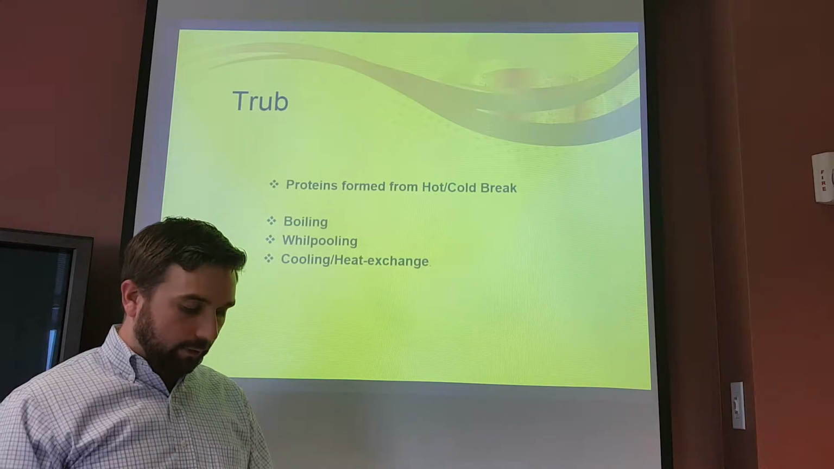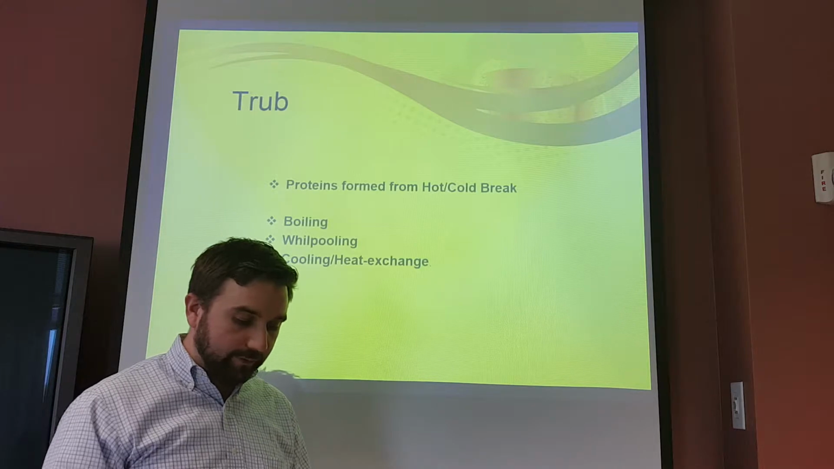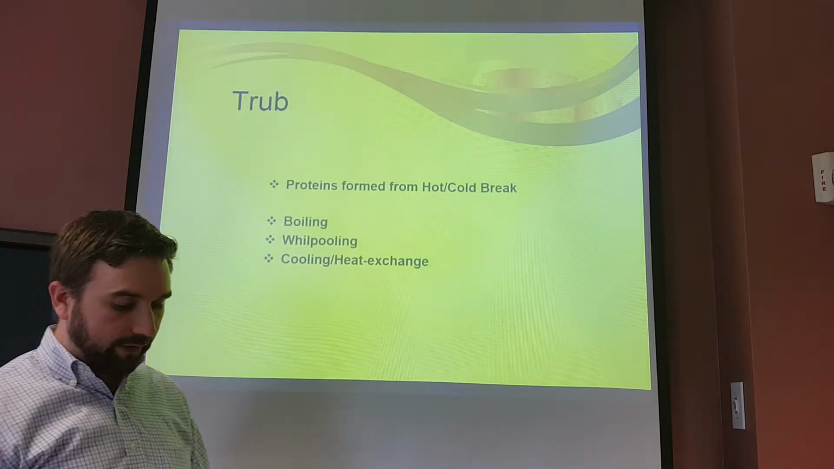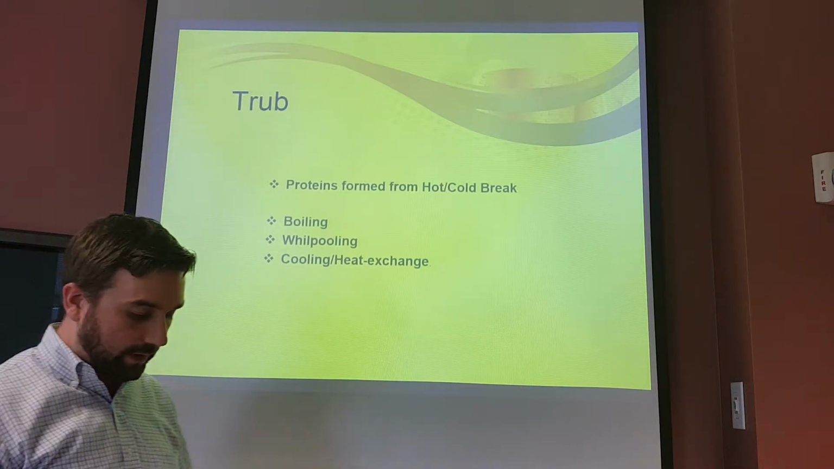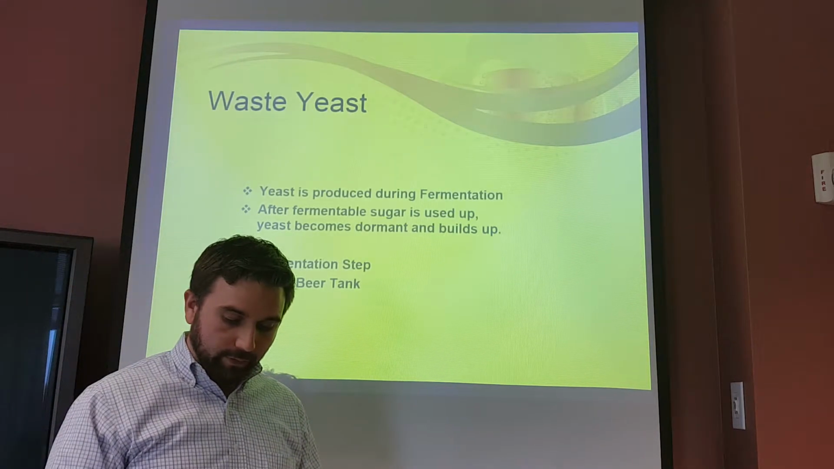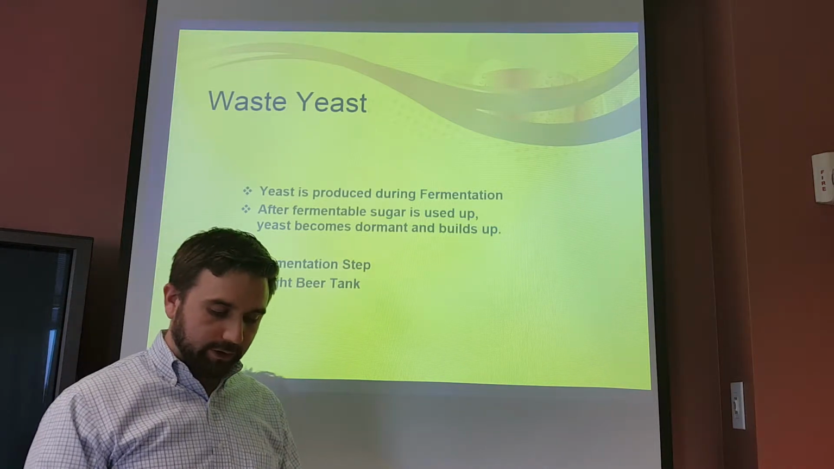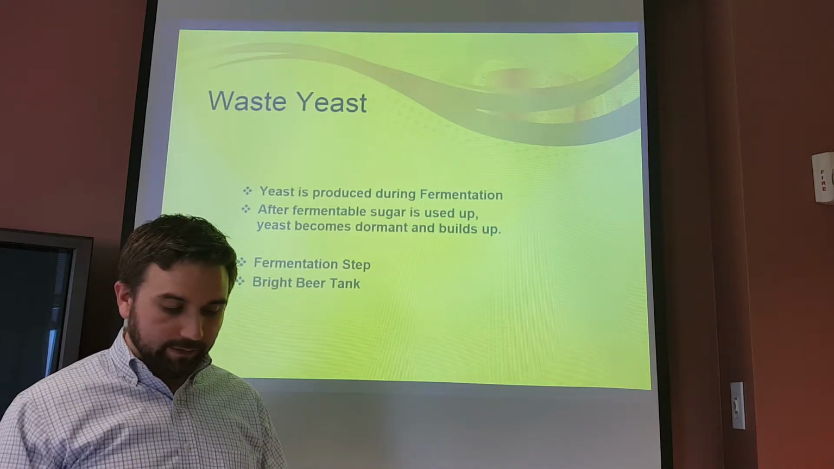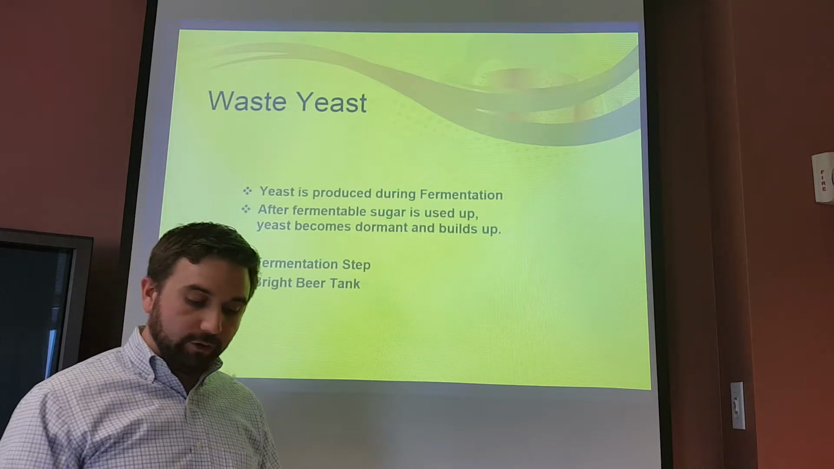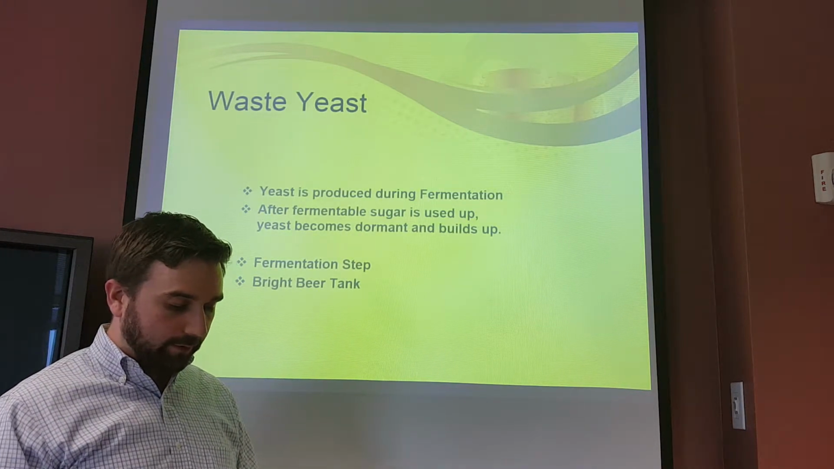So I want to give a brief description of the wastes that are generated between the boiling and fermentation stages. Trub is the name given to the hot break and cold break proteins that develop during the boiling and cooling process. Waste yeast, that is what it sounds like. Yeast is introduced to the fermenters and allowed to grow in the presence of oxygen and fermentable sugars. As the yeast eats up the oxygen and the conditions become anaerobic, the yeast switches to producing more alcohols. And once there's not enough sugar to consume, the yeast drops out of solution.